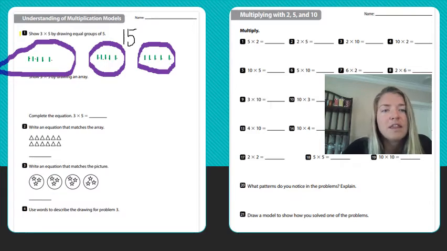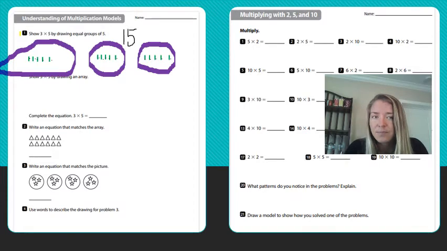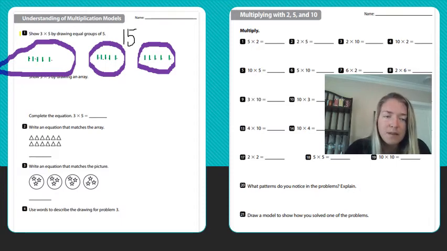This next one says, show 3 times 5 by drawing an array. An array has equal rows and columns. So I can do this by drawing 3 rows that have 5 in each column. I'm going to do it by drawing X's. So first I'll go through and make my 3 rows.